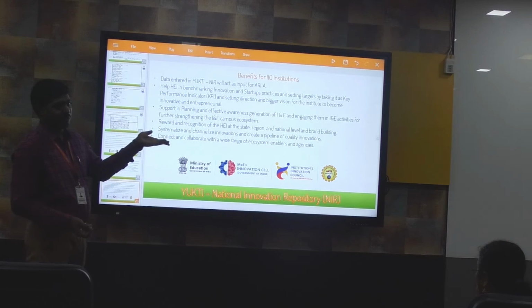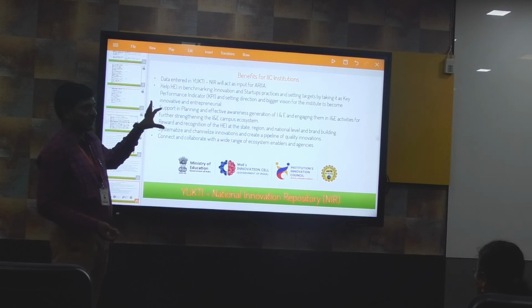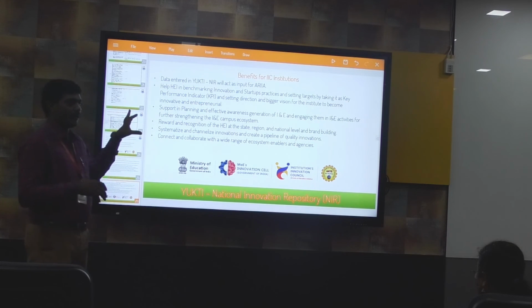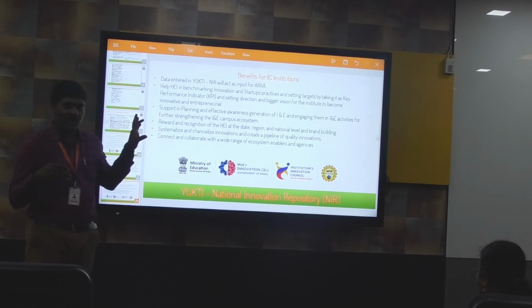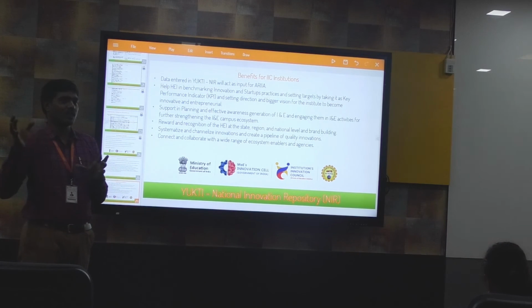Even for the last academic year they have taken the data directly from the Yukthi NIR. They are going to display the number of events conducted by each institute, the number of products developed by each institute, and the number of startups in each institute. So whenever we look at these values, we can see where we are exactly, by looking at other institutions and the national level data. That kind of information we are going to get.